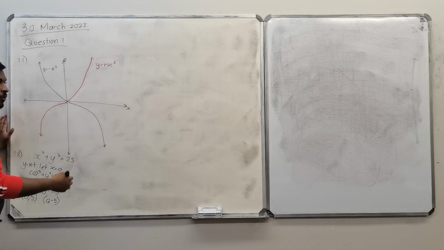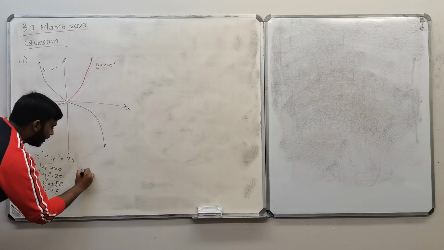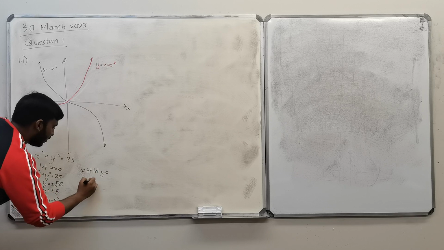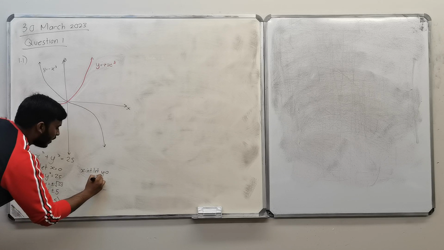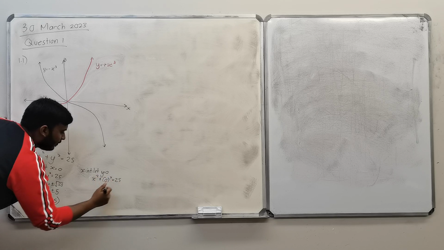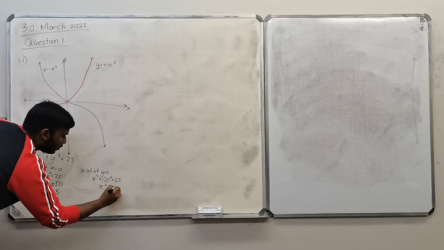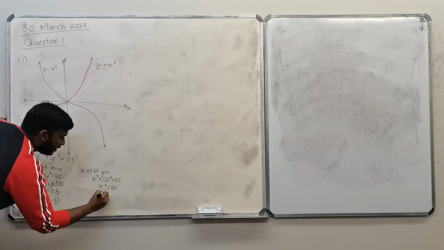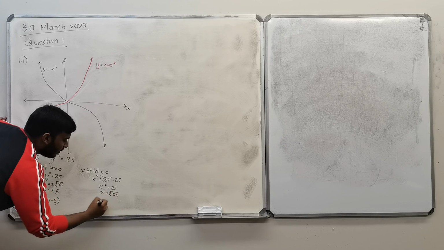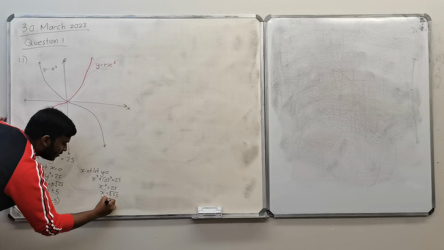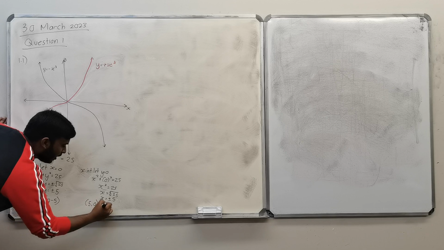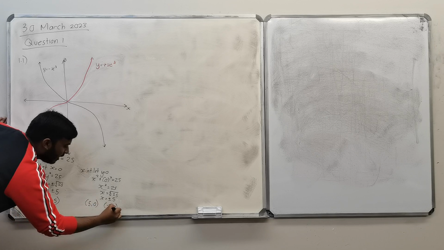You're going to do the same thing for the x-intercepts. For your x-intercept, you're going to let y equal 0. So this becomes x squared plus 0 squared equals 25. You get x squared equal to 25, and then x is equal to plus or minus the square root of 25. x is equal to plus or minus 5. So its coordinates are (5, 0) and (-5, 0).